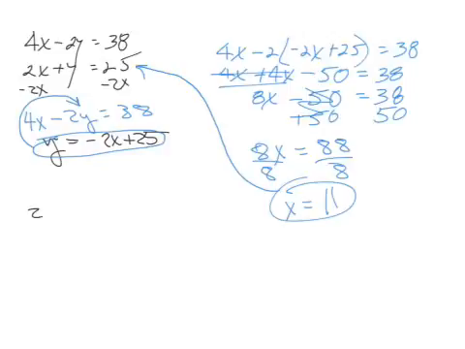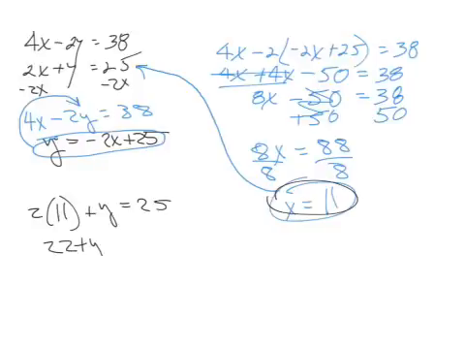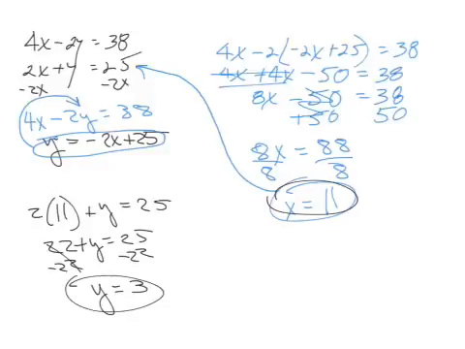So I've got 2, and instead of x, I'm going to put my 11 that I found right here, plus y equals 25. So 22 plus y equals 25. Subtract 22 from both sides, and y equals 3. So my answer then is going to be my first number is my x, my second number is my y, and I'm done. So just use substitution in order to find out what my x is and what my y is. So that's it for lesson 59.